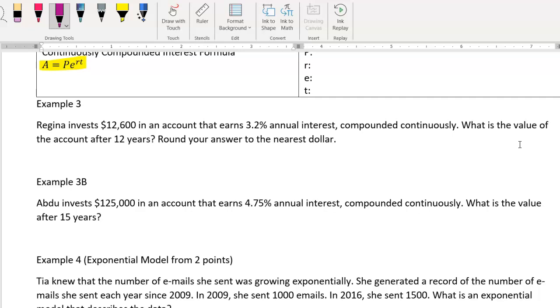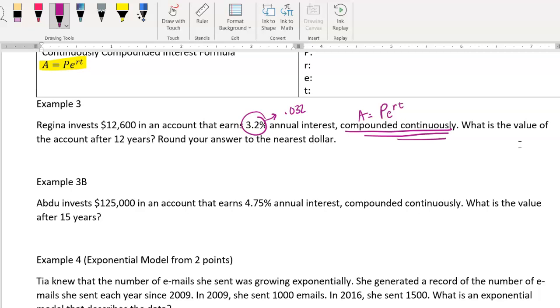Regina invests $12,600 in an account that earns 3.2% annual interest. Let's stop there. I want to make sure that we change that to 0.032. Move the decimal to the left 2 places. Compounded continuously. Anytime we see that phrase, compounded continuously, that tells us that we're going to use the formula A equals Pe^(rt): principal times e with an exponent of rate times time.